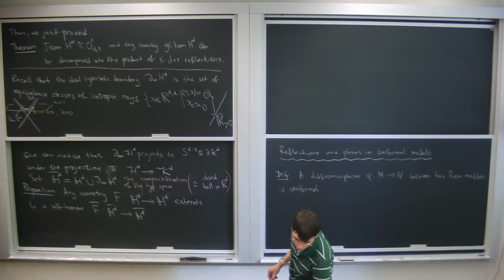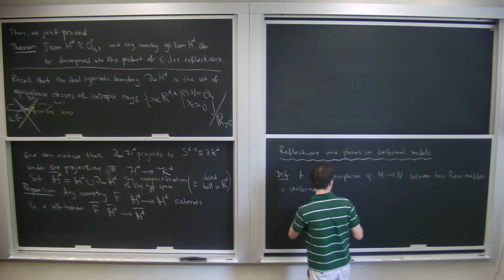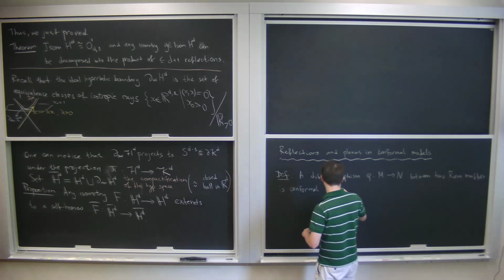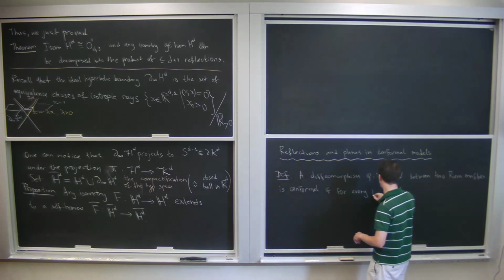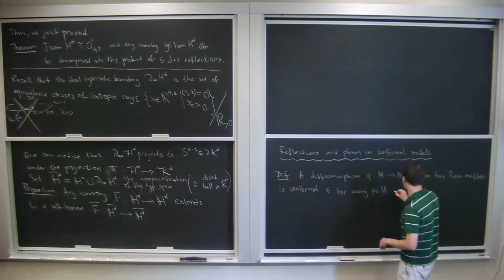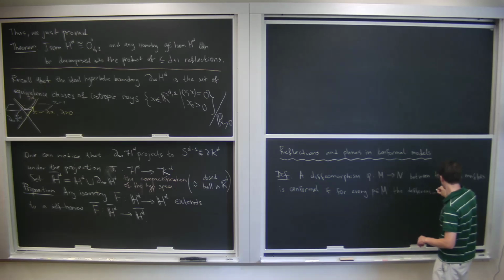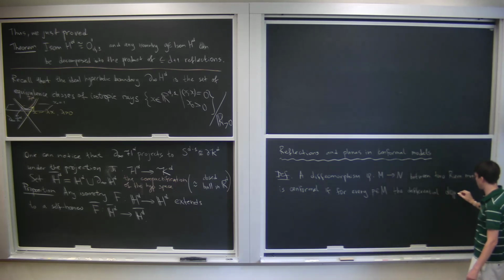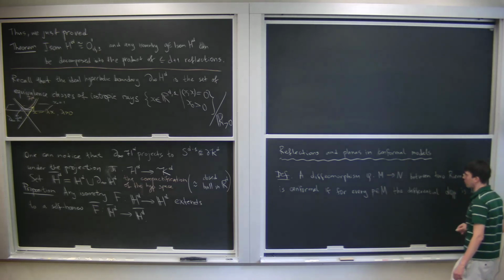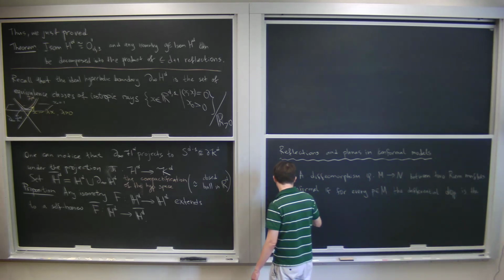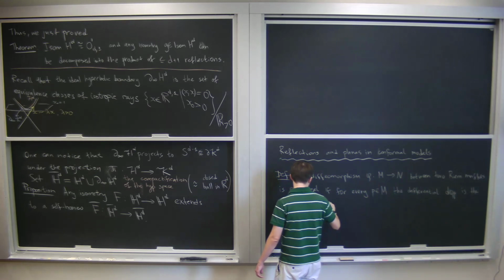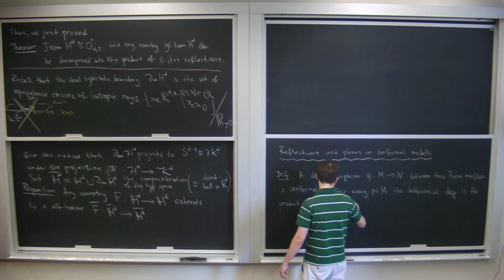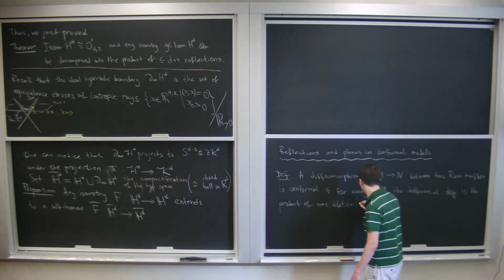if, let me say it, for every point P belonging to M, the differential df at the point P is the product of some dilation, or Euclidean similarity, or homothety. So I will also write homothety.